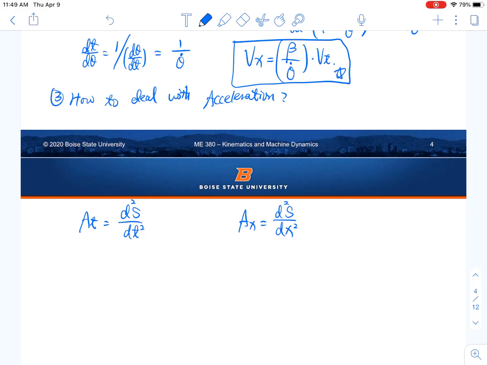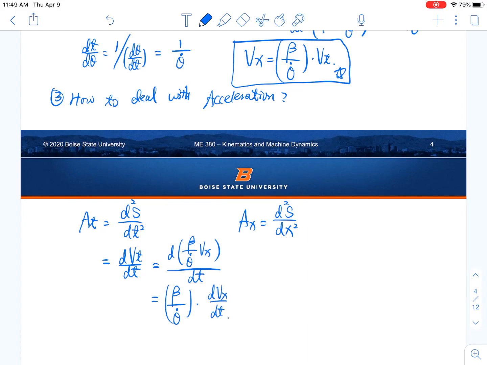So your AT also equals dvt/dt, right? Just a single time derivative for velocity. And then we already know that your vt can be written in vx. So that means your beta over theta dot times dvx over dt. And then beta over theta dot, that's just a constant. You can move it in front, and then you have dvx/dt left. If you have dvx/dt, then you can use the chain rule.